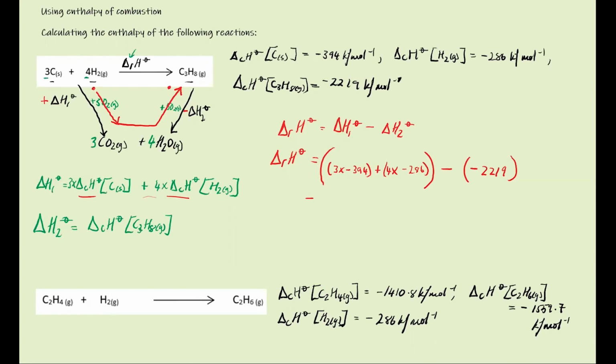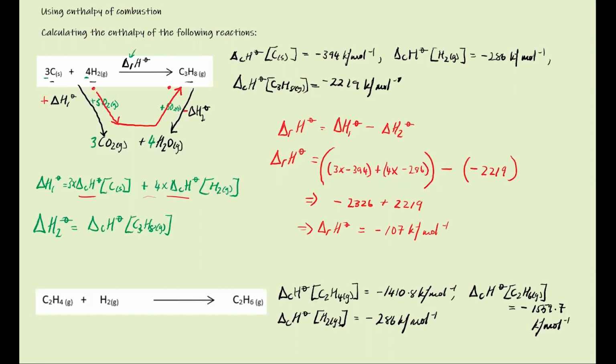So let's get all our numbers in our calculation. This large bracket here totals to minus 2326. Now this minus minus turns into a positive, so I can switch that to a positive. And therefore delta HR is equal to minus 107 kilojoules per mole.